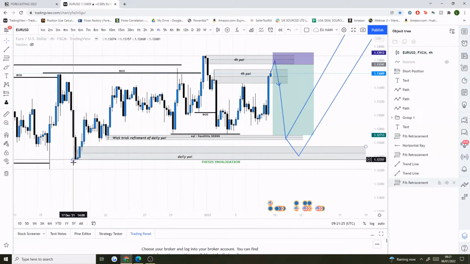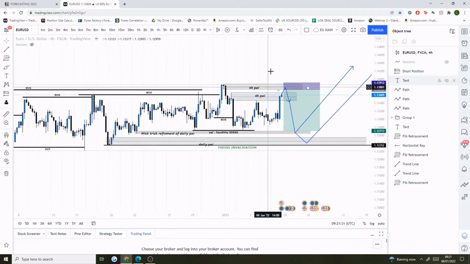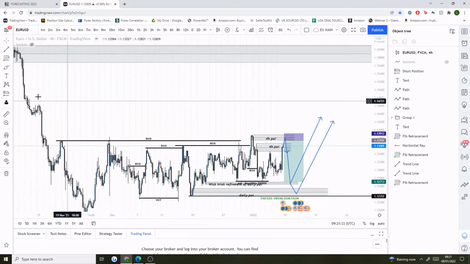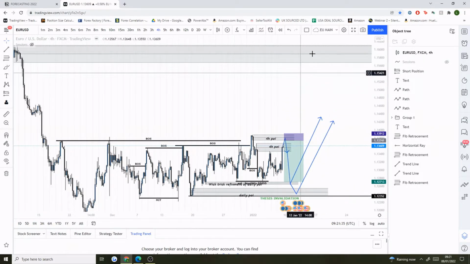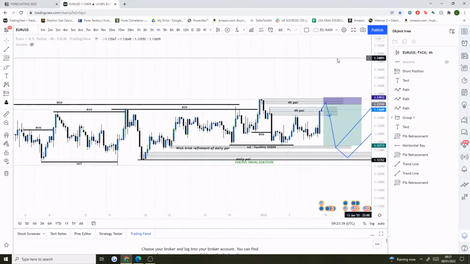We may get a liquidity grab below it, but for me, I'm expecting that this area will be respected, and then we will buy up so that we can fill all this imbalance up here and mitigate that order block up there. So yeah, that's EU for me this week.